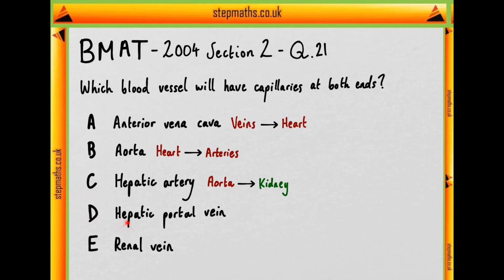Moving on to the hepatic portal vein, well, this is a particular vein which feeds from the gut tissue, where the venous blood from the gut will feed into a portal system which leads into the liver, so that toxins and specific substances gleaned from the gut can then be processed in the liver. So in this case we have gut to liver transfer, so there will be capillaries at both ends. So we have our answer already.